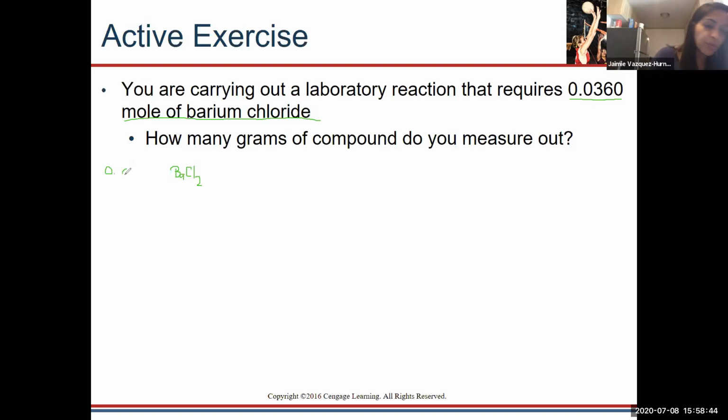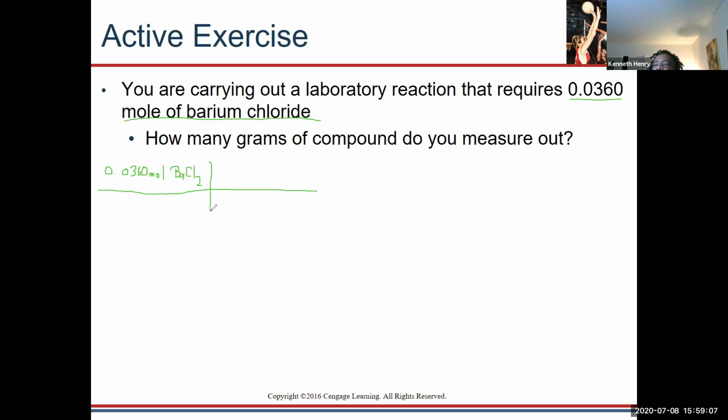I always get confused with chloride and chlorate. You remember that ate means there's going to be some oxygens in there, and ide means there's no oxygens, unless it's oxide.